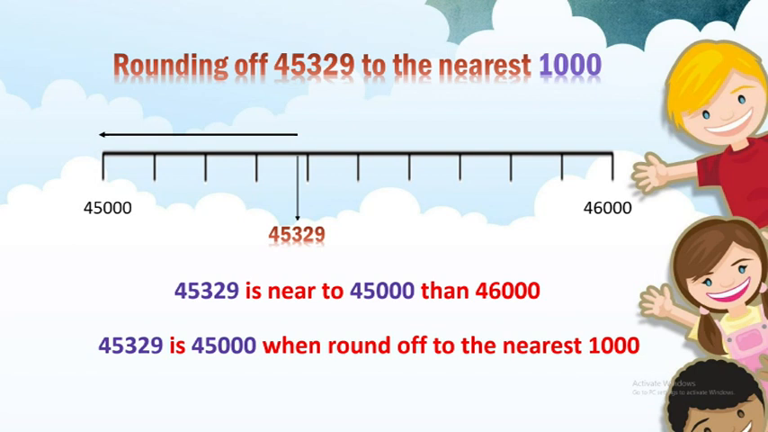Very good. 45,329 is near to 45,000, right? Because the 3 is less than 5. So we are going to replace 3 with 0. So the answer is 45,000 when we round off to the nearest 1000.